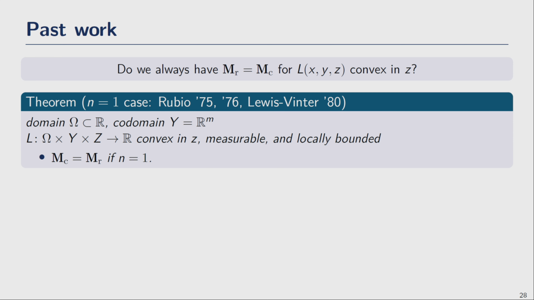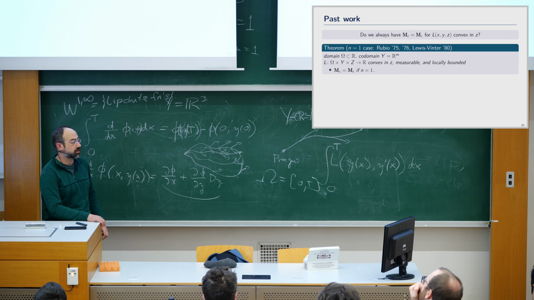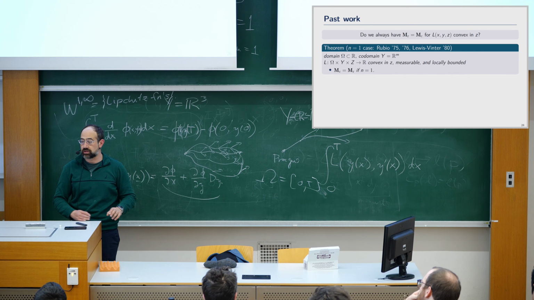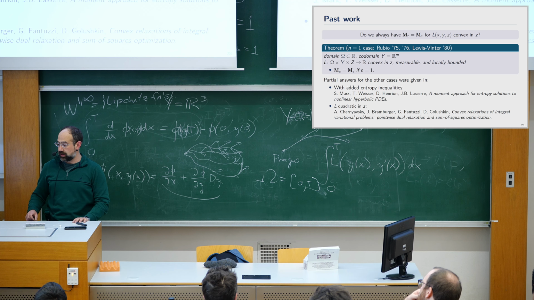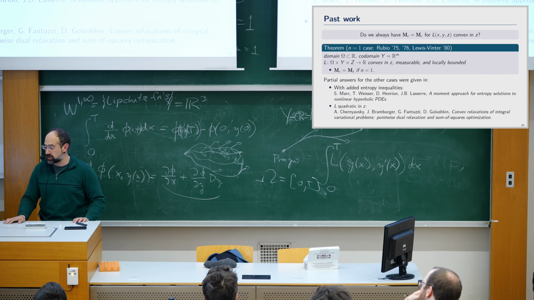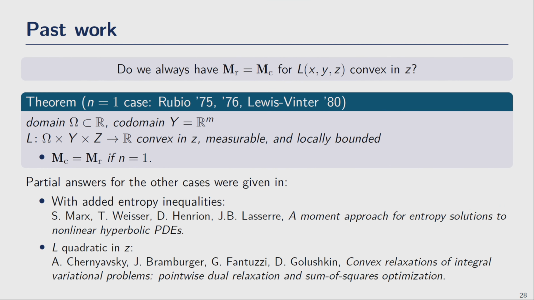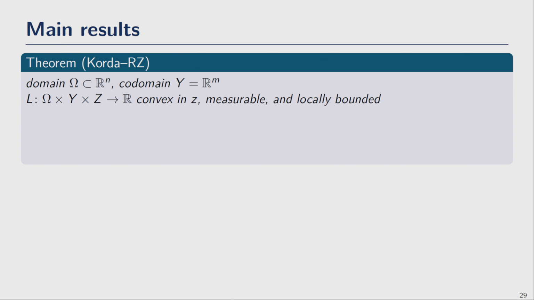So the question is, okay, are these two things the same? And for the one-dimensional case, so when omega is just an interval, this had been studied a lot, and in fact, we already knew that you have no gap. The classical and the relaxed answers, they are the same. There were also some other partial answers for the higher dimensional cases, given in other works. And let me just go a little quicker.